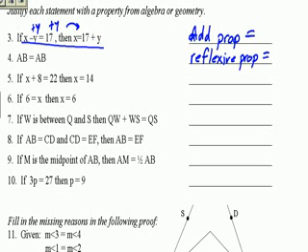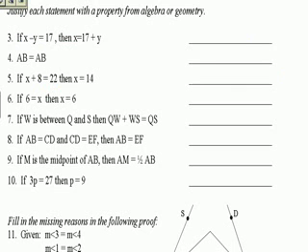And our next one, number 5, says if x plus 8 equals 22, then x equals 14. To solve this, you needed to subtract 8 from both sides. So we're looking at subtraction property of equality. Again, this is a property of equality.